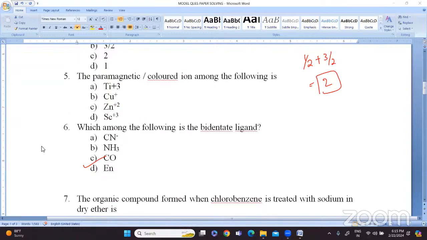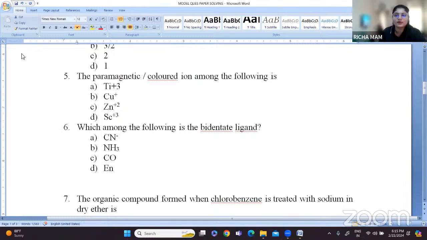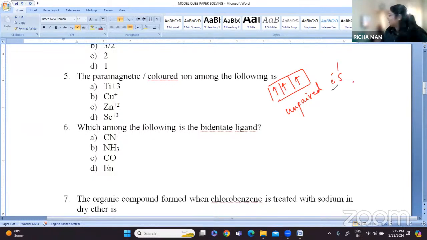The paramagnetic or colored ion among the following is. Now, what do you mean by paramagnetic, students? Paramagnetic means there will be the presence of unpaired electrons. Unpaired electron means what? The electron pairing does not take place. Suppose I give you an example like this. These are the electrons wherein they are not paired. So these are called as unpaired electrons. Whenever you have unpaired electrons, they give rise to which type of behavior? Paramagnetic behavior.